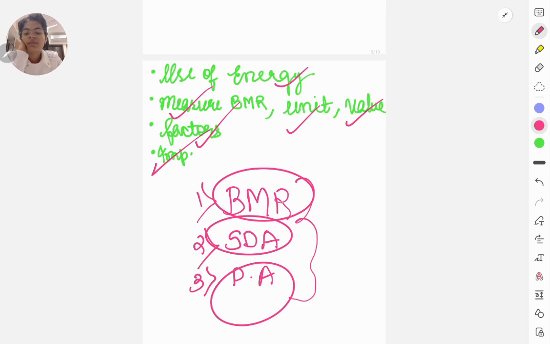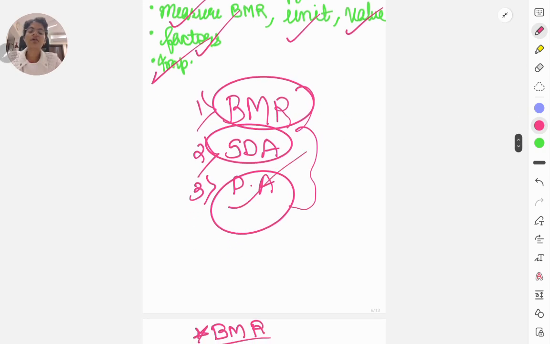BMR is measured, first of all, by making the subject ready, and then with the help of which technique? That is the apparatus of Benedict and Roth. Okay, keep in mind, with Benedict and Roth we can measure the BMR. Then the unit of BMR is calorie per meter square per hour. Clear?